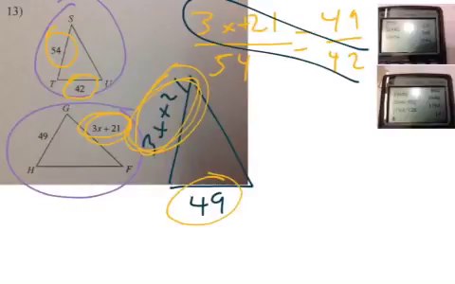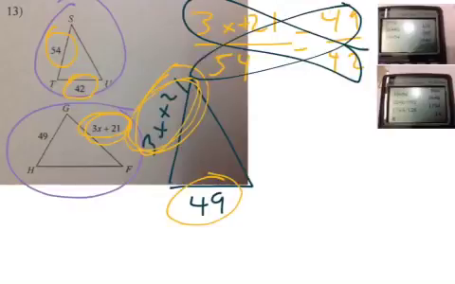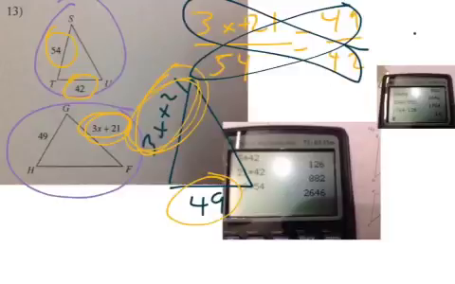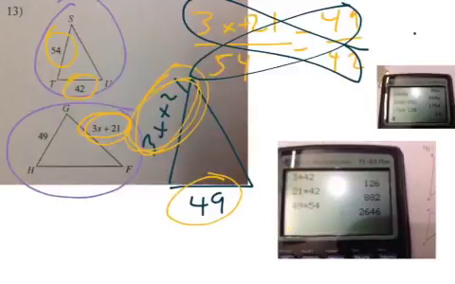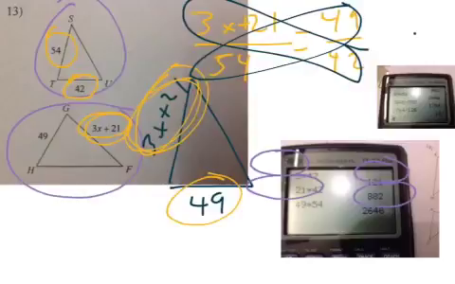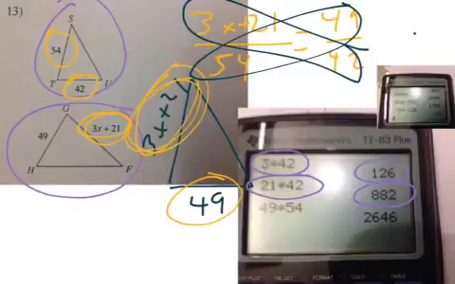And again, I'm going to cross multiply, correct? And this time, hopefully, I can get my calculator here to work right. Let me slide it over here and enlarge it. There we go. And as you can see doing the calculations, that 3 times 42 is 126. And 21 times 42 is 882. And 49 times 54 is 2646, right?